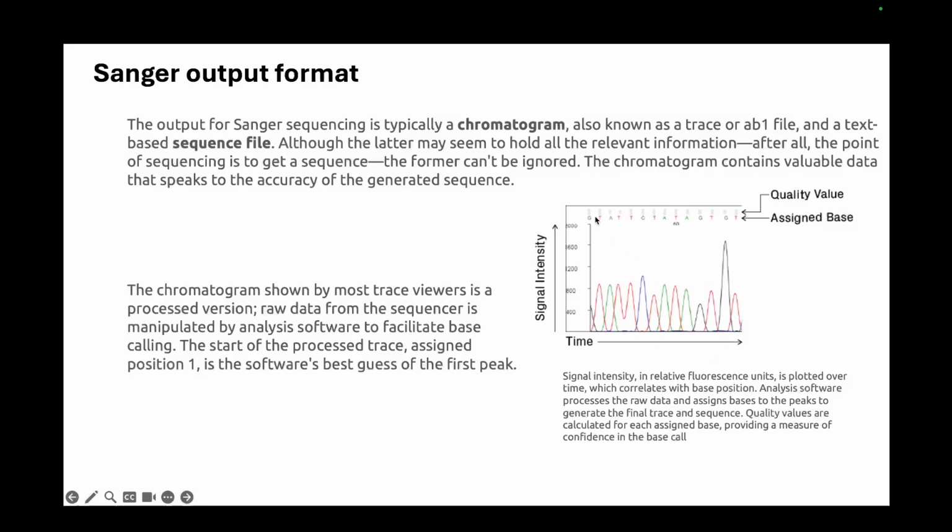Now on the top you can see these are the bases that are assigned, and these are the fluorescence peaks. Analysis software processes the raw data and assigns bases to the peaks to generate the final trace and a sequence. Quality values are calculated for each base. When you're trying to assign that base, you'll have a quality score associated with it, which is given by these dashes on the top. Quality values are calculated for each assigned base, providing a measure of the confidence of the base call, as we were checking, the Phred quality score.